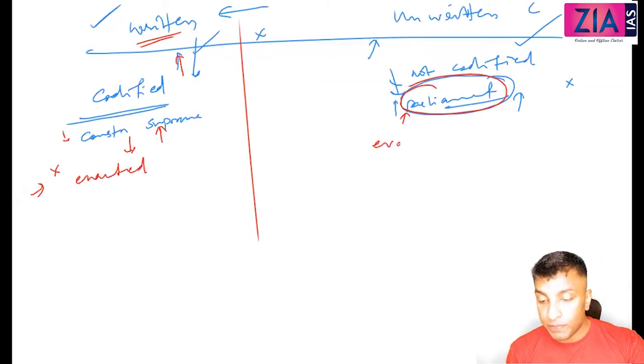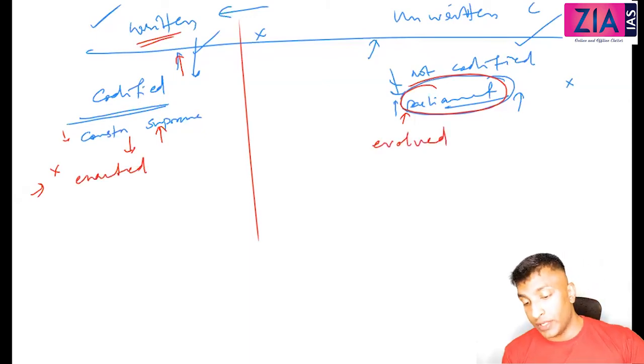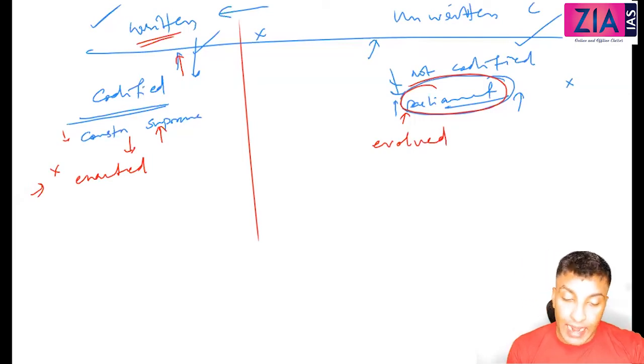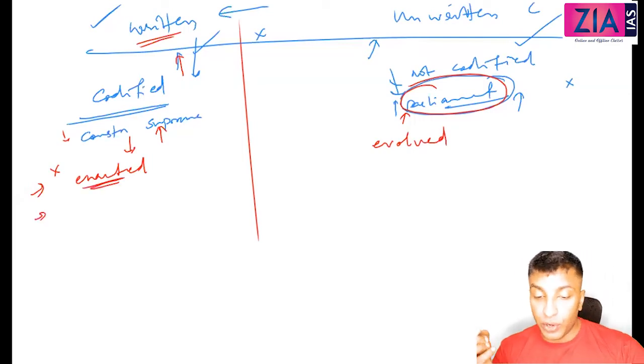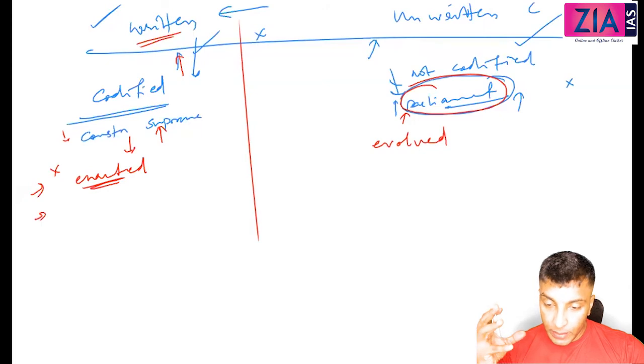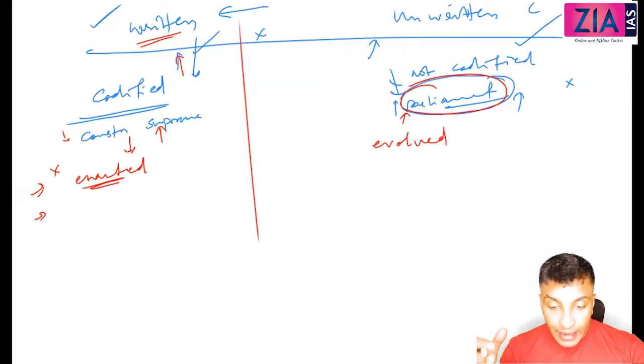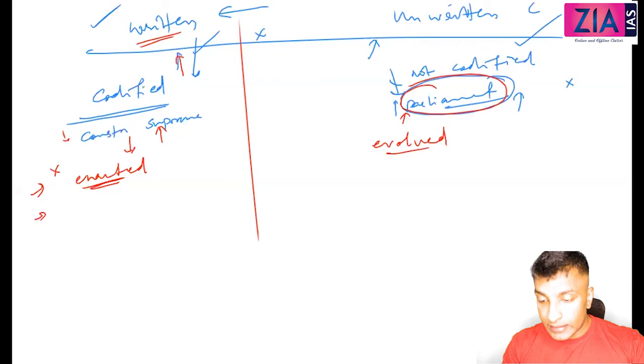So this will be an evolved constitution. It is not like enacted, which means, as I told you just before, there will be a constitutional body which was elected. They will frame the constitution. They will sit together, they will decide, and that will be debated, put for vote, and then enacted, then enforced. But here, no such body is there.